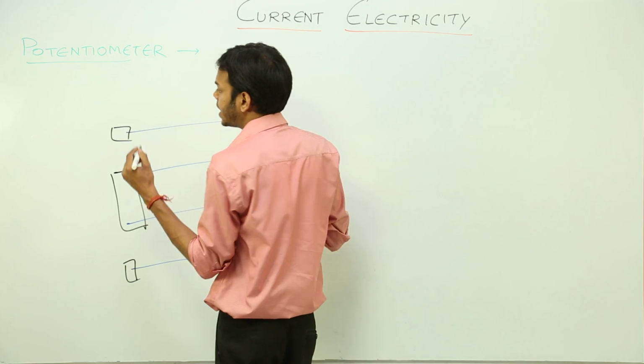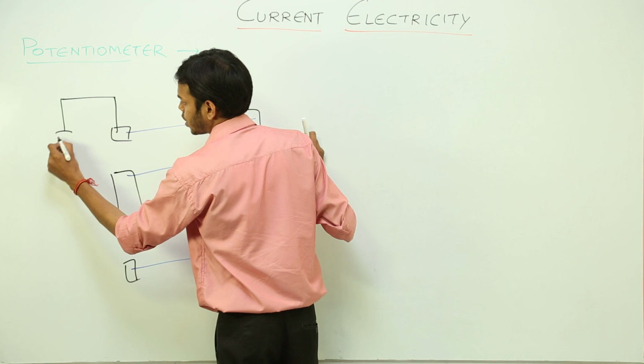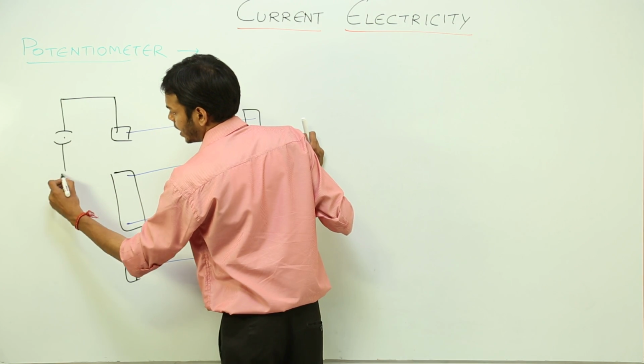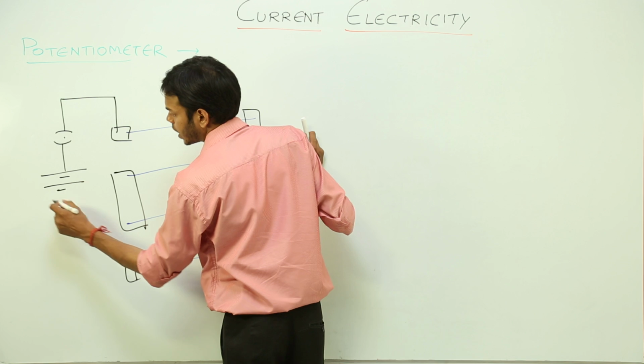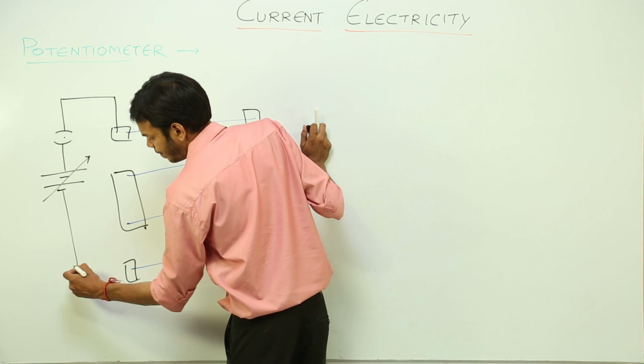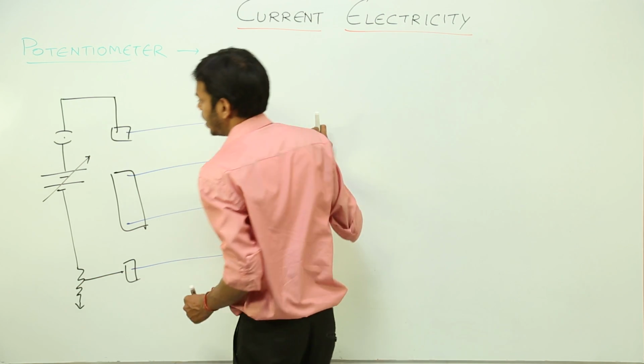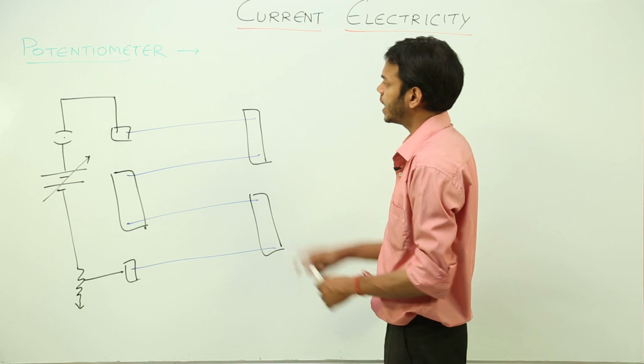What is the driver? Where is the driver cell? Here. First of all, a switch, then the battery or the driver cell of the circuit, make it variable, then it is connected with a rheostat. This is how the potentiometer circuit is made.